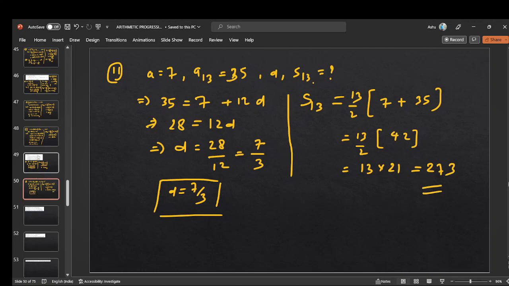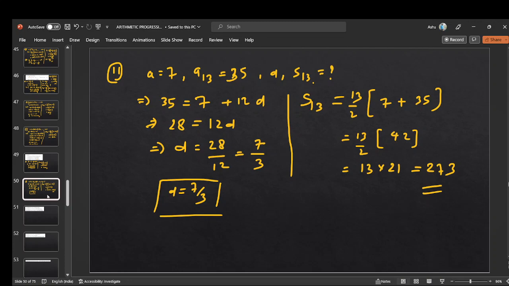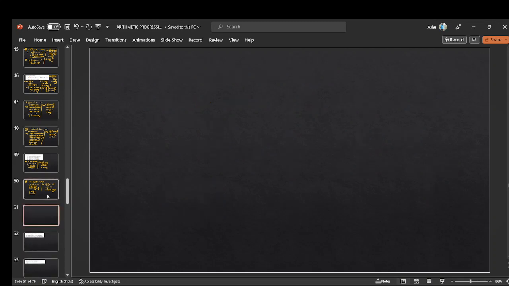Now we should move on to the next part, third part, where a12 is 37, d is 3. Find a and S12. Clear? Now we should take next slide.